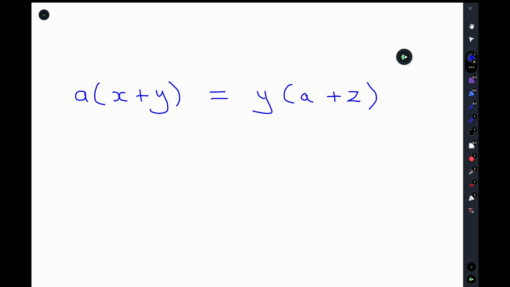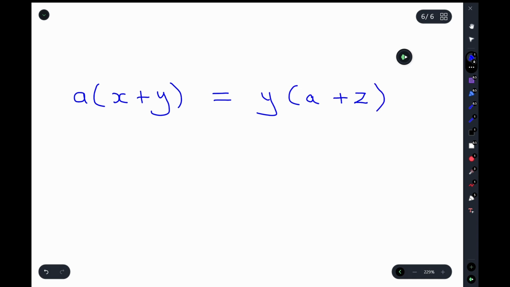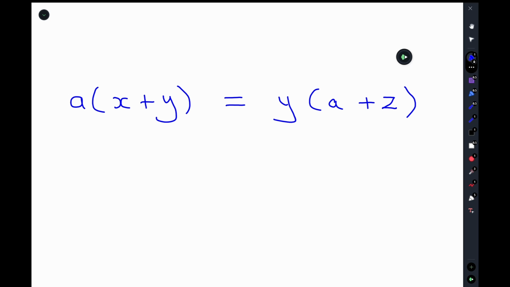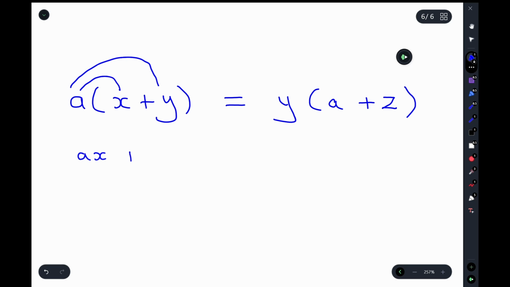So let's look at this question. a multiplied by (x plus y) in brackets is equal to y multiplied by (a plus z) in brackets. Now, this question is completely constants or unknowns. When we expand this, I'm going to make sure that my constants are in alphabetical order. So a multiplied by x is going to give me ax. a multiplied by y is ay.